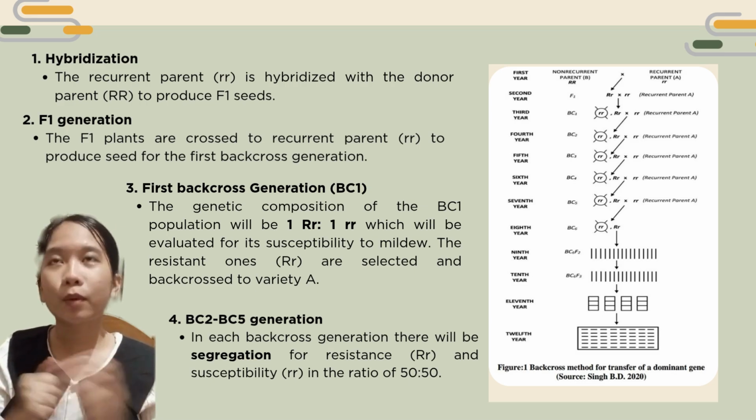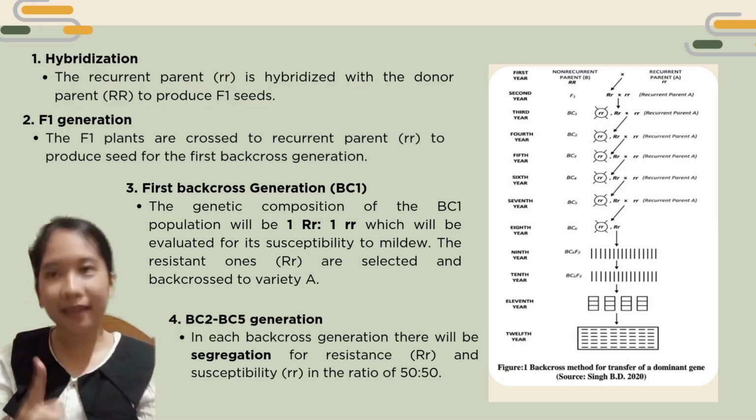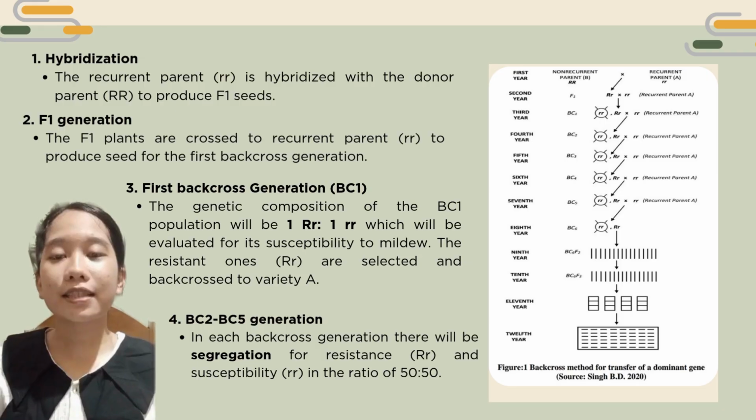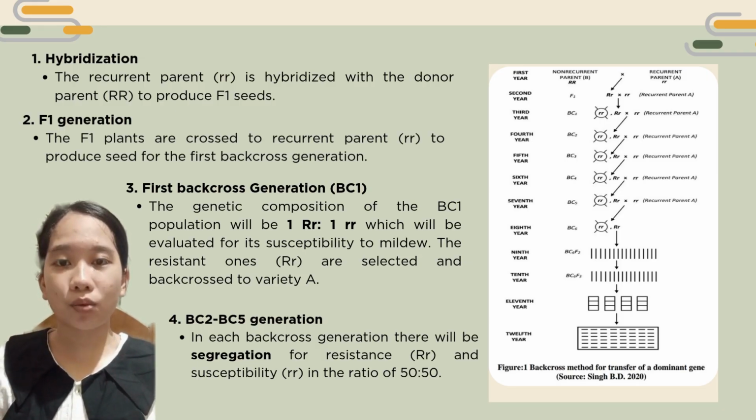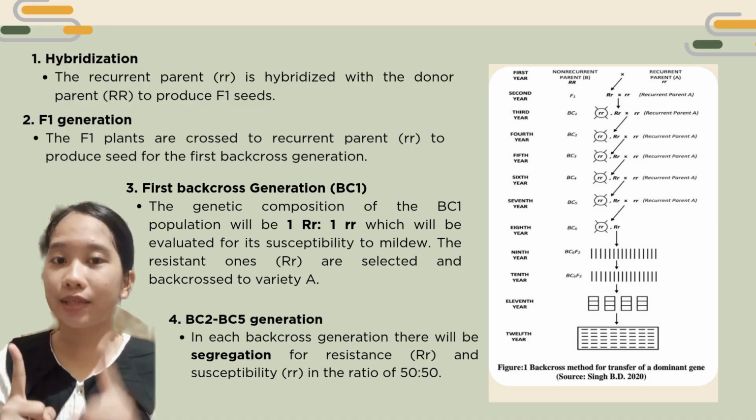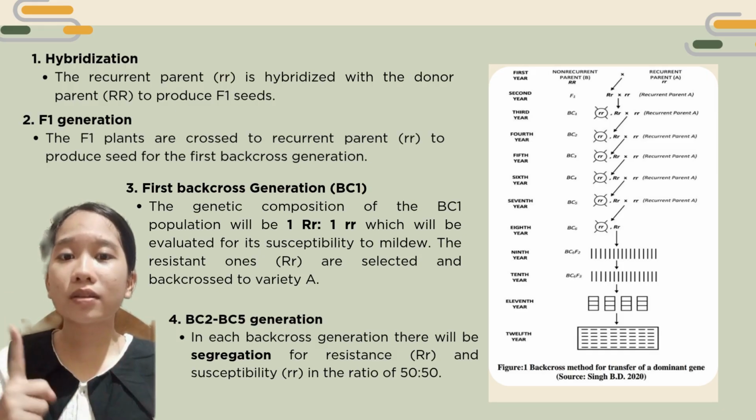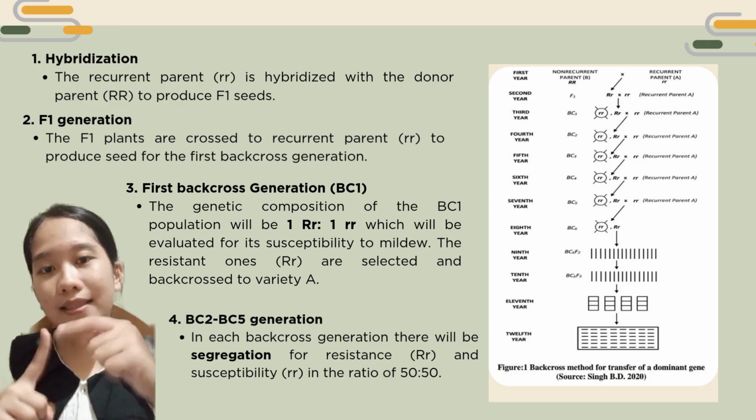So, backcross, from the word itself, back. I-cross nato siya pabalik sa recurrent parent. Third is the first backcross or the BC1. In this generation, half sa plants will have resistance, or the heterozygous, and ang half pod wala siya resistance, the homozygous recessive. The resistant ones are selected.